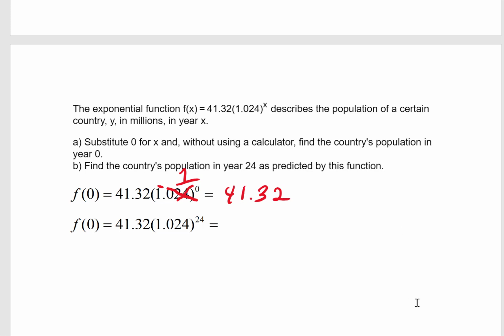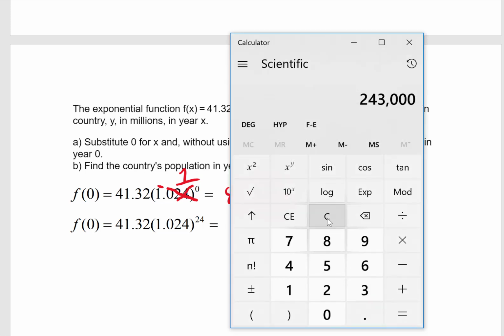For year 24, we're going to need our calculator. So we're going to take our base of 1.024, and we're going to raise it to the 24th power. And then we're going to multiply it by the starting population, which is 41.32 million. And we get 73.006 million.